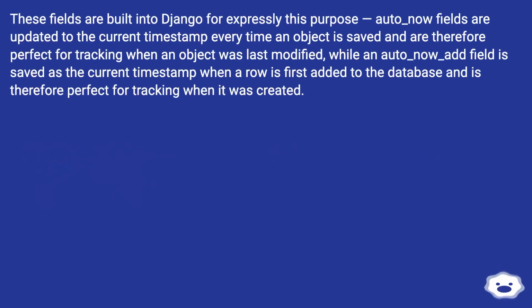These fields are built into Django expressly for this purpose. Auto_now fields are updated to the current timestamp every time an object is saved and are therefore perfect for tracking when an object was last modified, while an auto_now_add field is saved as the current timestamp when a row is first added to the database and is therefore perfect for tracking when it was created.